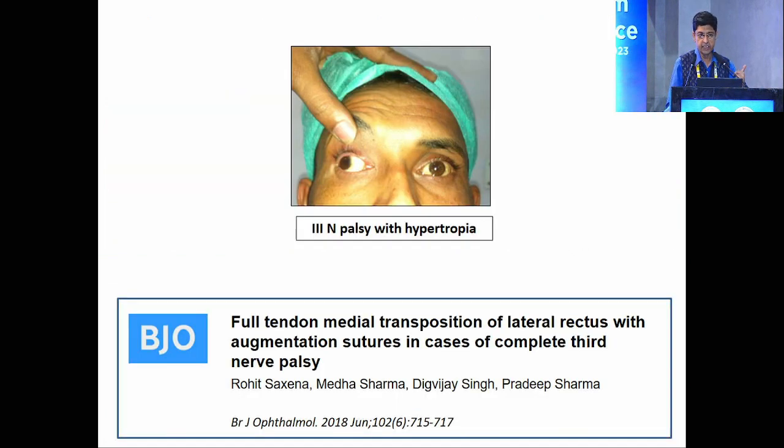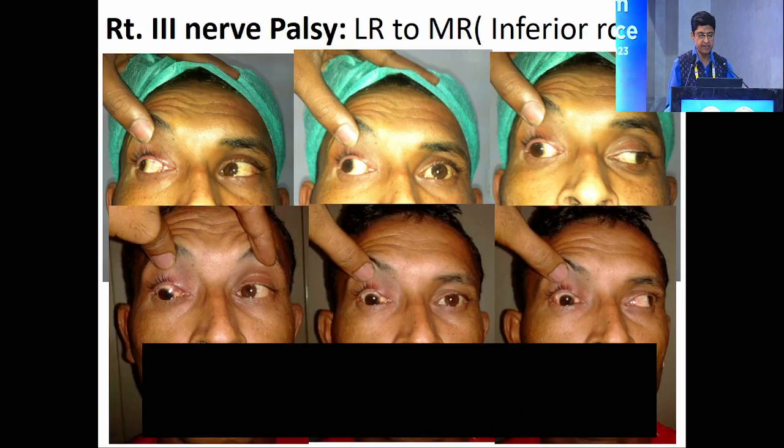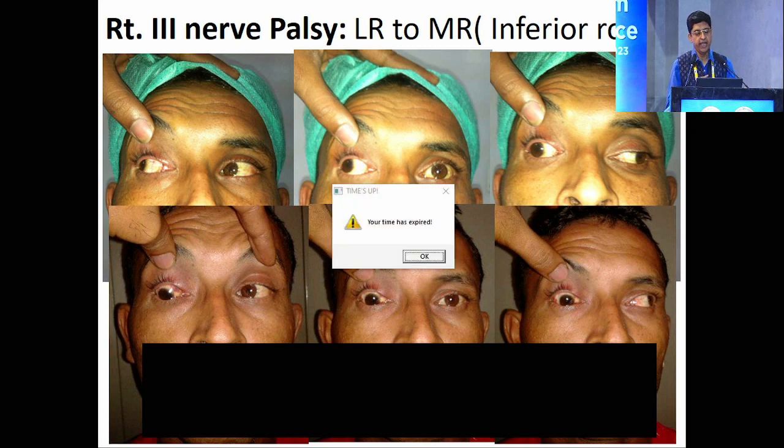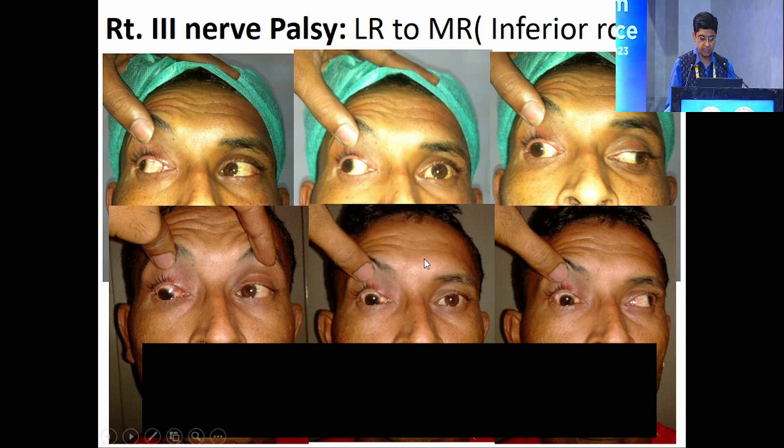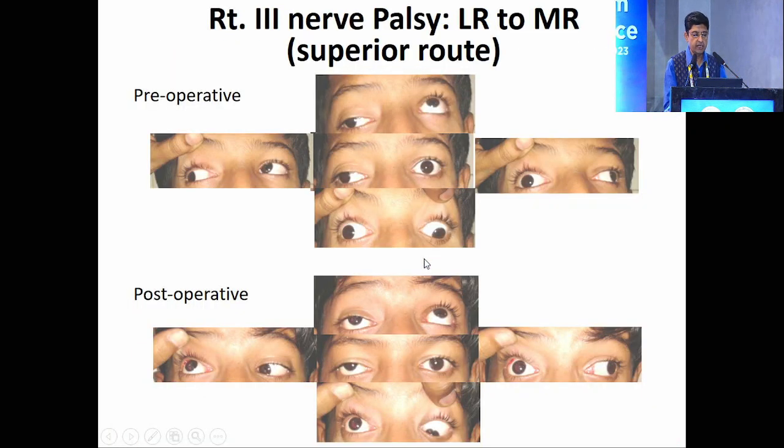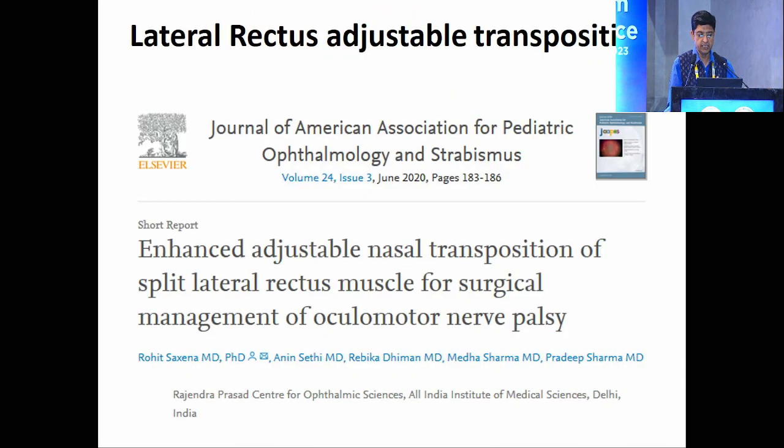When you have vertical deviation along with a large horizontal, you can actually transpose the whole muscle from the opposite side. So in this, there was hypertropia. So the entire lateral rectus was shifted from inferiorly, that is inferior, underneath the inferior oblique, inferior rectus, to the medial rectus. Again, brought great vertical and fairly good horizontal correction. I'll just take a couple of more slides, just images actually. This is again a child with hypotropia, the exotropia. We transpose the lateral rectus from the superior route. Again, you can see a good correction of the vertical deviation.